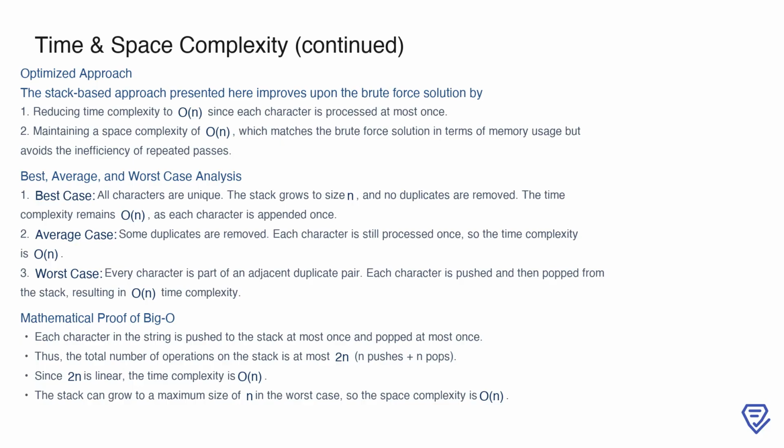To solidify this, we can mathematically prove the big O bounds. If each character is pushed at most once and popped at most once, the total number of stack operations is 2n. This linear relationship guarantees an O(n) time complexity. Similarly, the maximum stack size is n in the worst case, confirming an O(n) space complexity.